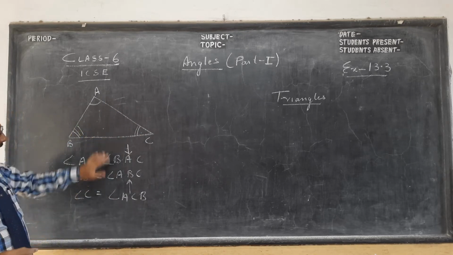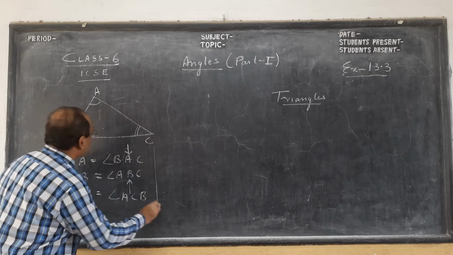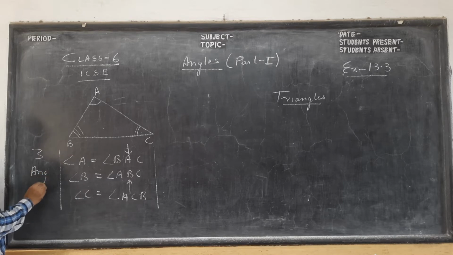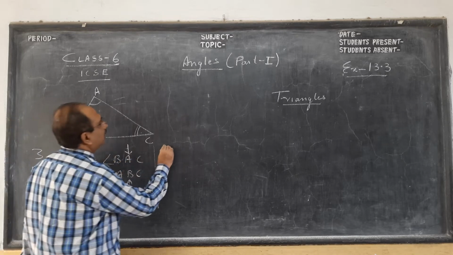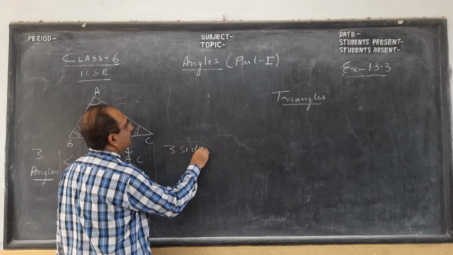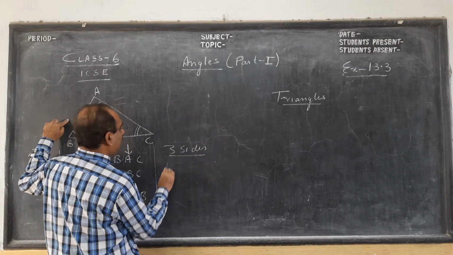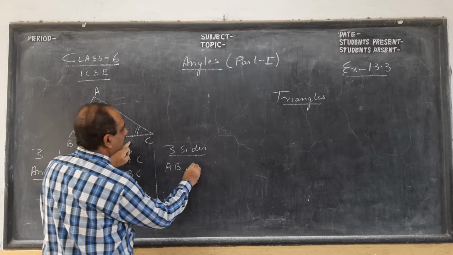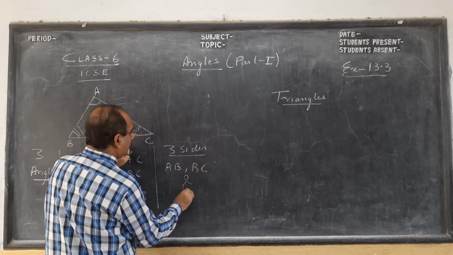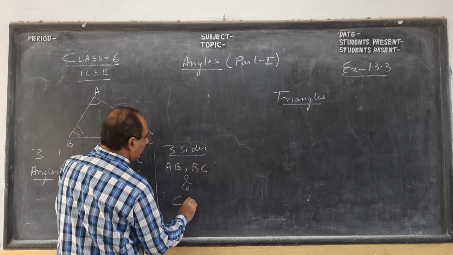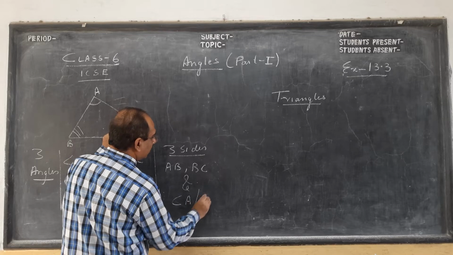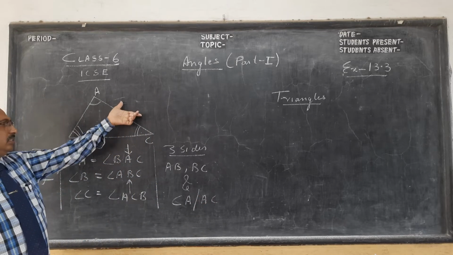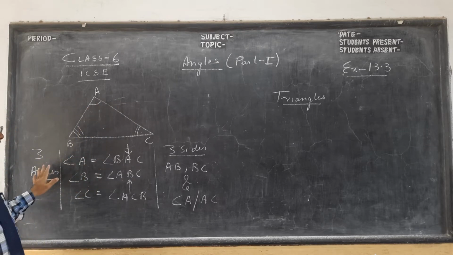So a triangle has three angles and it has three sides, children. What are the sides, children? AB, BC, these are segments, and CA or AC. CA or AC, both you can write. All right, AB, BC, CA. Three sides and three angles.